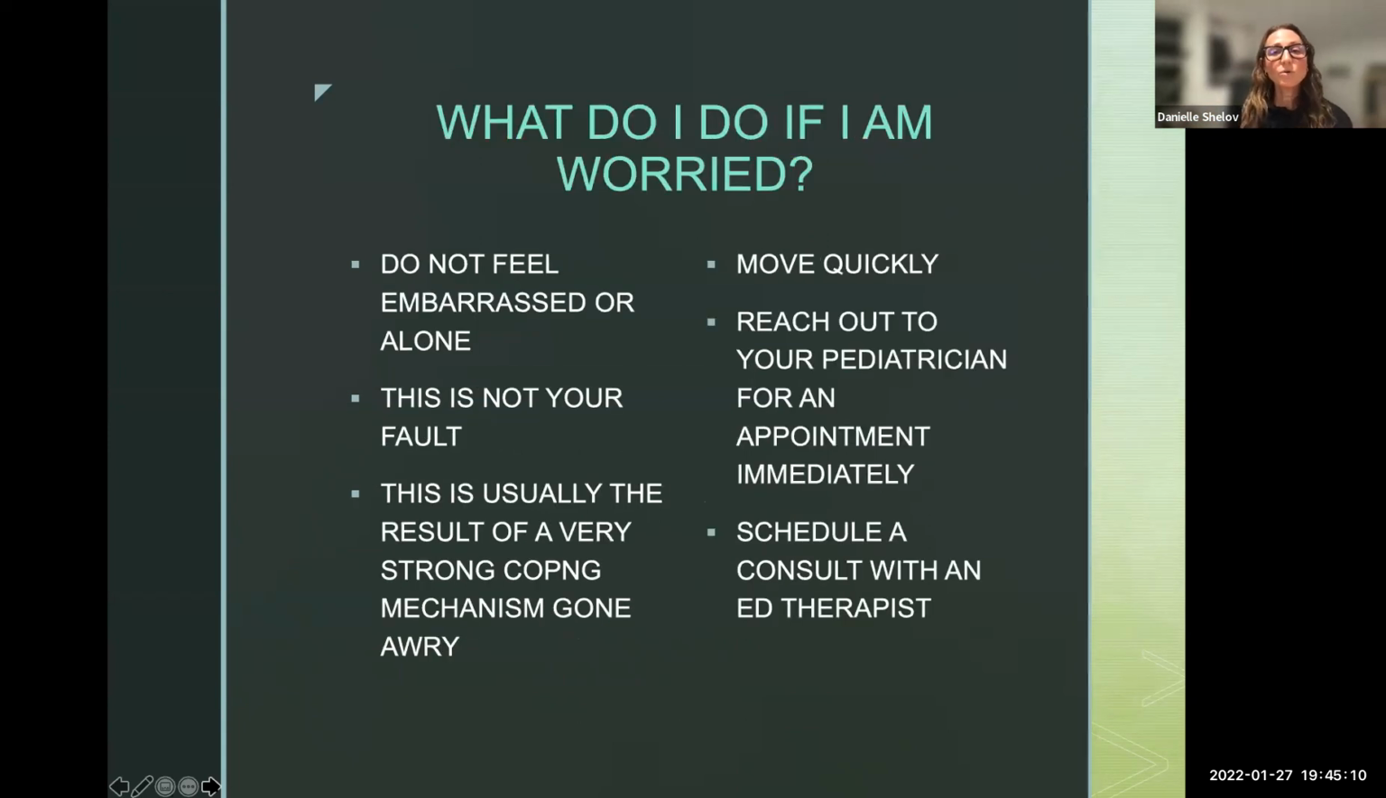And then this is so, so important. What do I do if I'm worried, right? As we talked about, do not feel embarrassed or alone. This is not your fault. You didn't make this happen. You weren't a bad parent, right? You didn't make this behavior occur. What you probably have actually done is raised a really strong, powerful girl who has turned on herself, right?